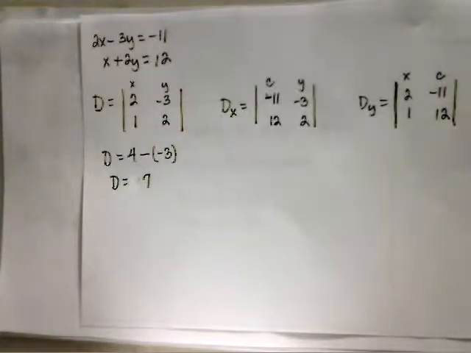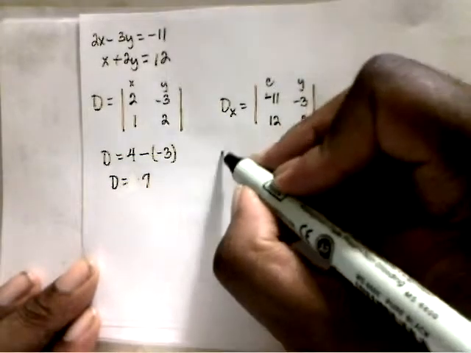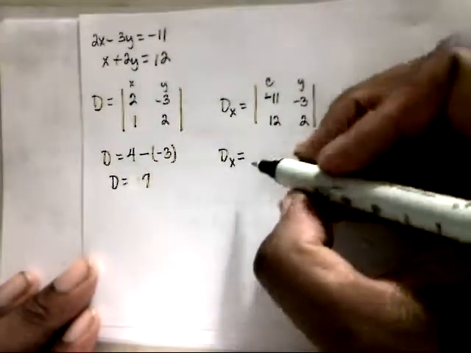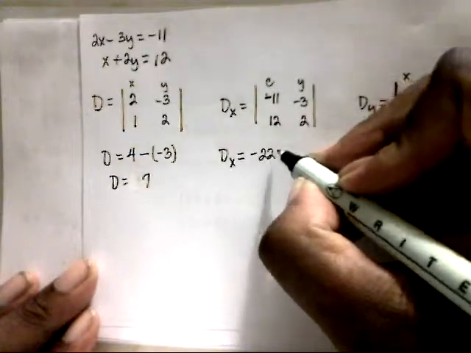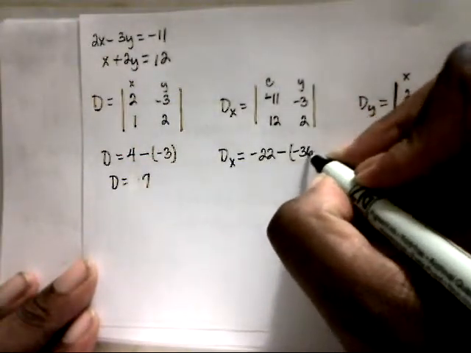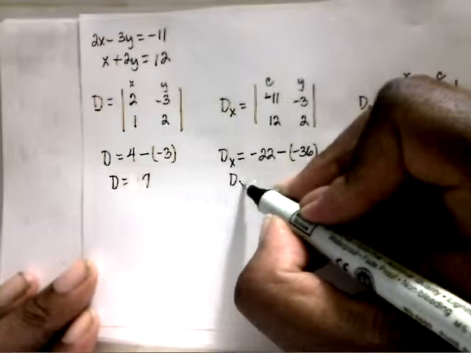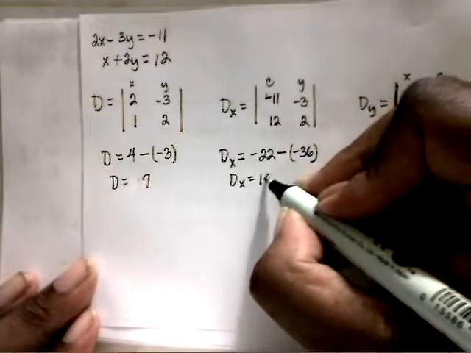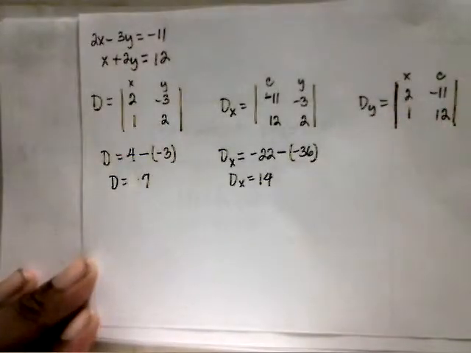Okay, now for d sub x, that's done the same way. Negative 11 times 2 is negative 22. Minus 12 times negative 3 is negative 36. So now negative 22 minus negative 36 would be 14. Okay, so d sub x will be positive 14.